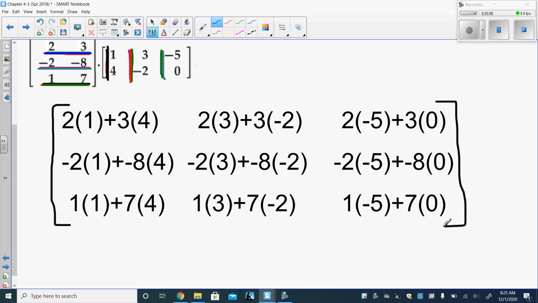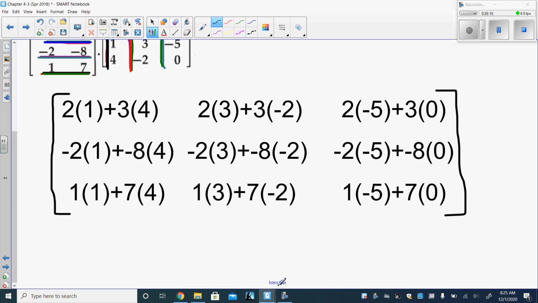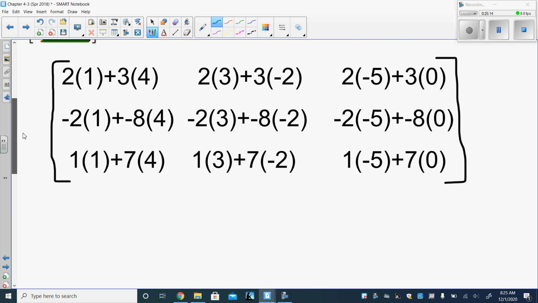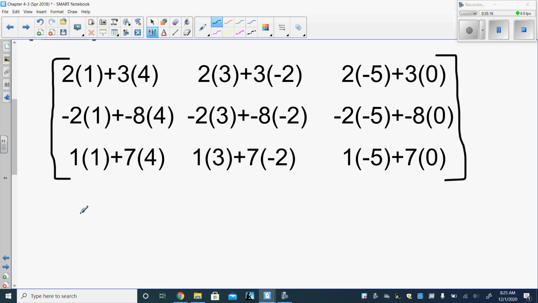So this here is it multiplied out. Now we still need to simplify these terms. So I'm going to expand the page a little bit. So once we simplify these terms, then we're done. Then we have it fully multiplied out.